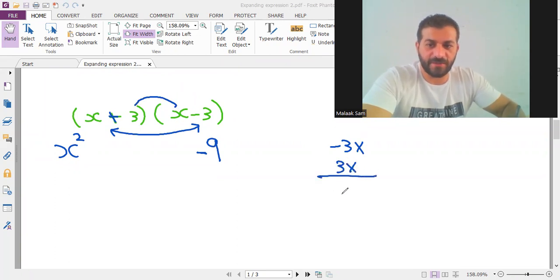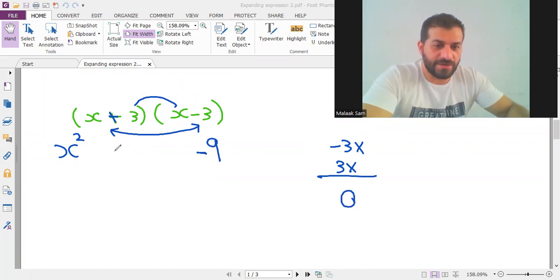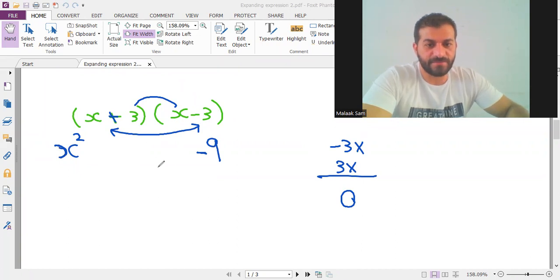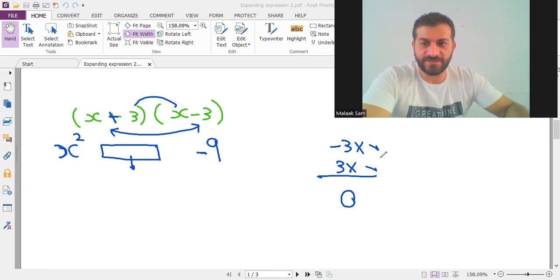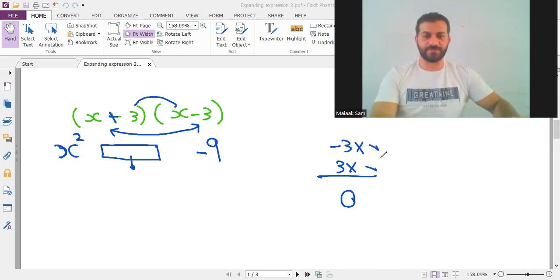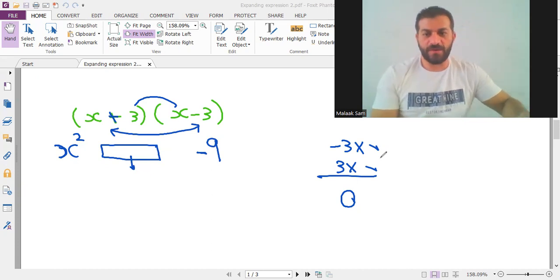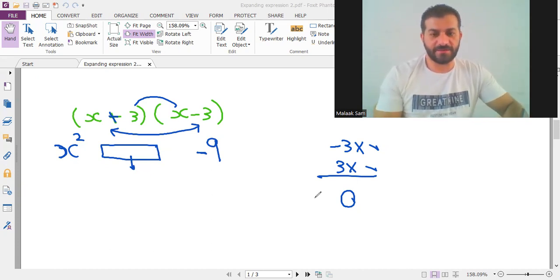So negative 3x plus 3x equals 0. And there is no need to write 0 in the middle, because 0 has no effect. So just leave it as x squared minus 9. Now, why did we get 0 in the middle? Because the product of extremes and the product of means are the same, but different in signs. So when adding them, we get 0.